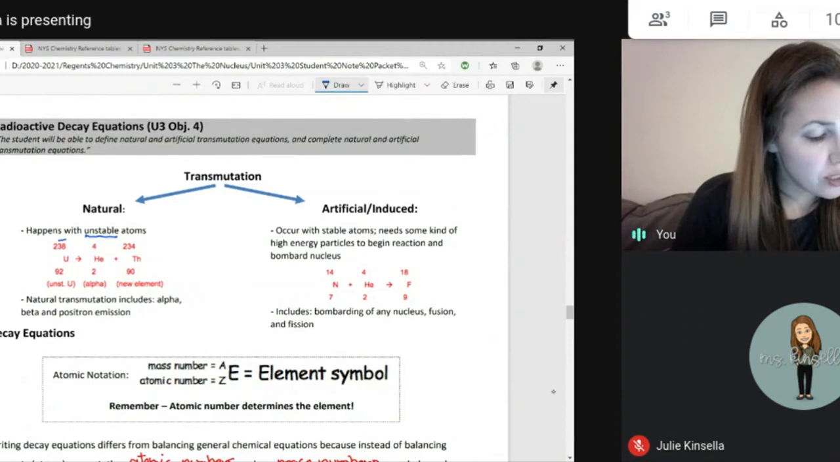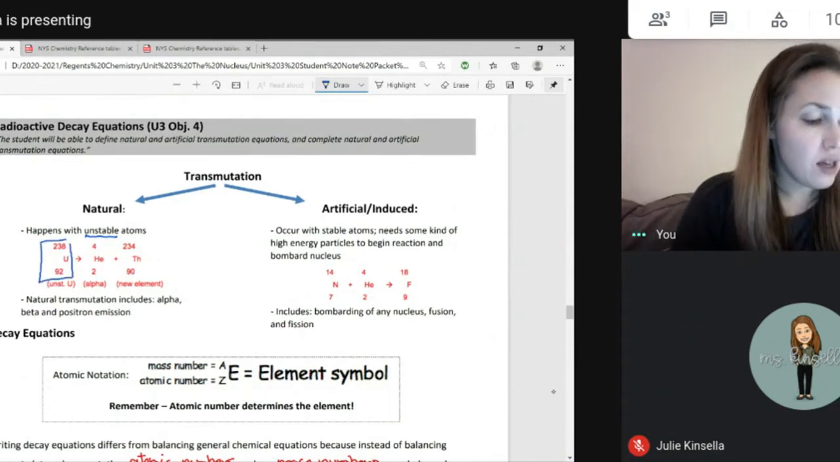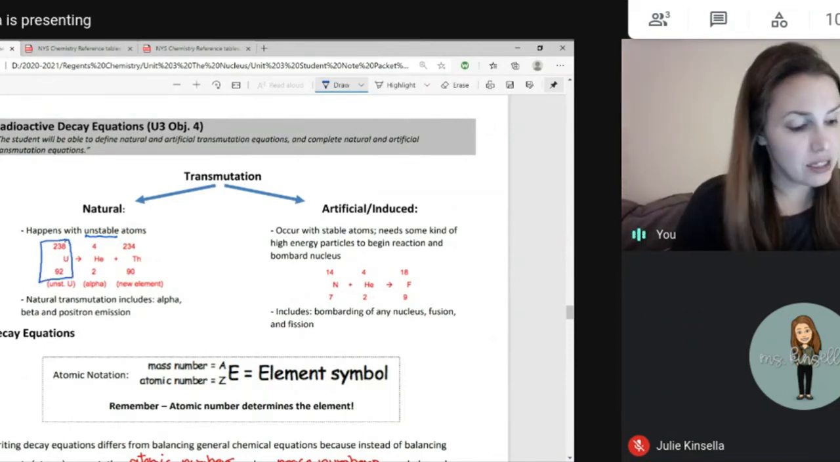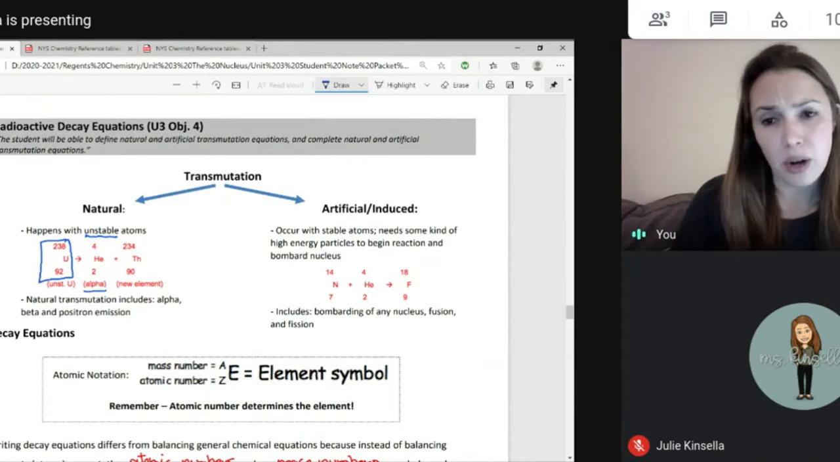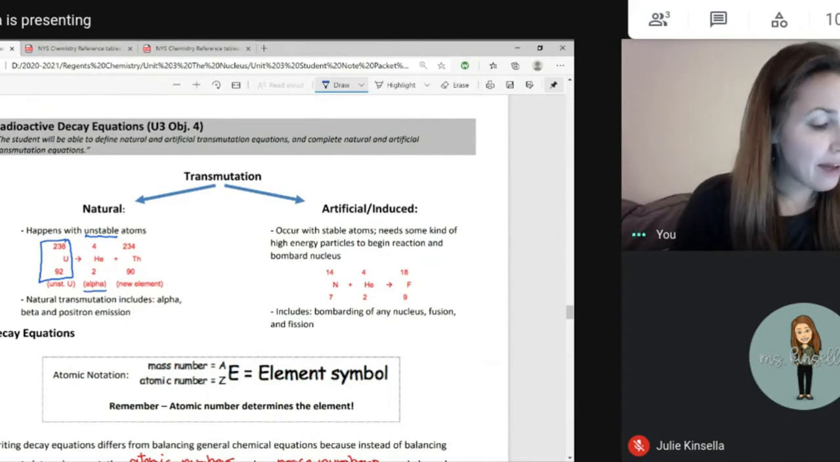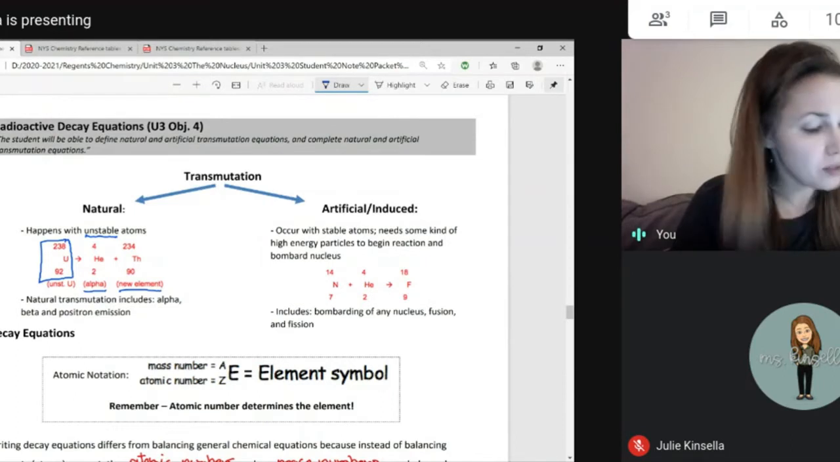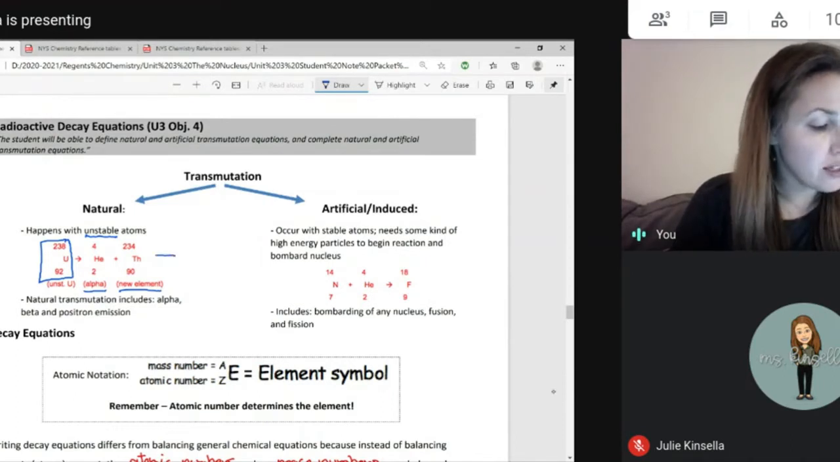You're always going to see the one unstable nucleus to the left of the arrow, and then you're going to see the alpha, beta, or positron particle that gets emitted, and then you're going to see the new element that forms. So again, you'll usually see us writing these as the unstable nucleus, the particle it emits, and then what it transmutes into.